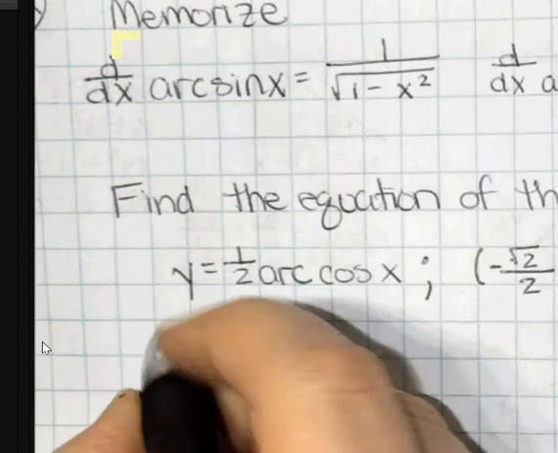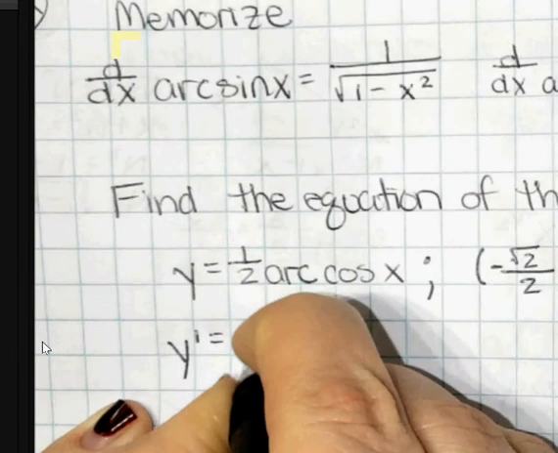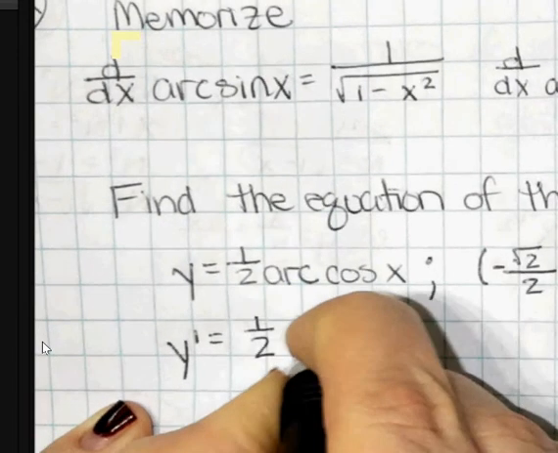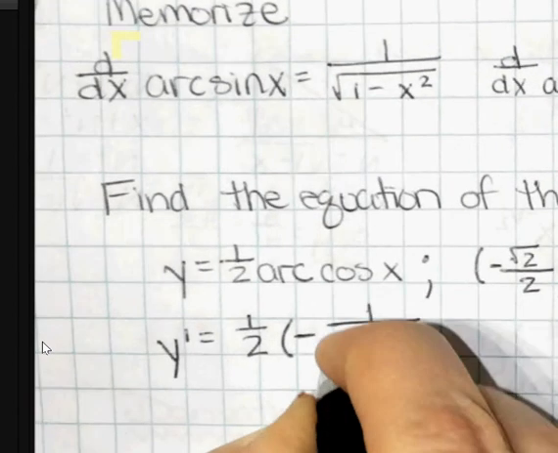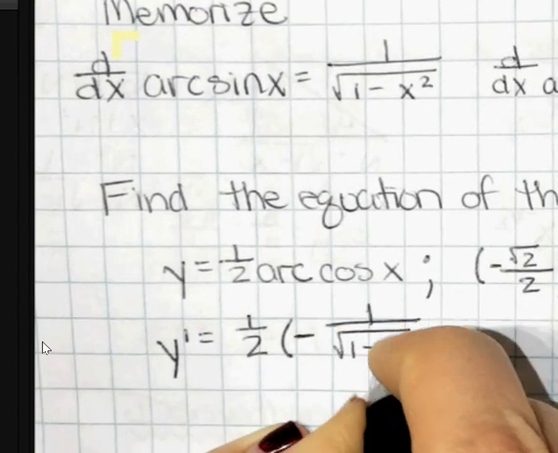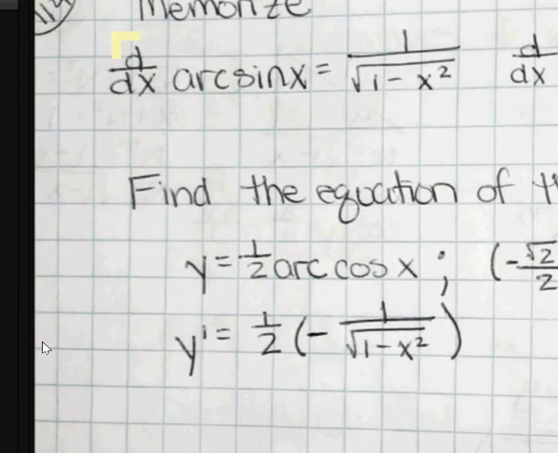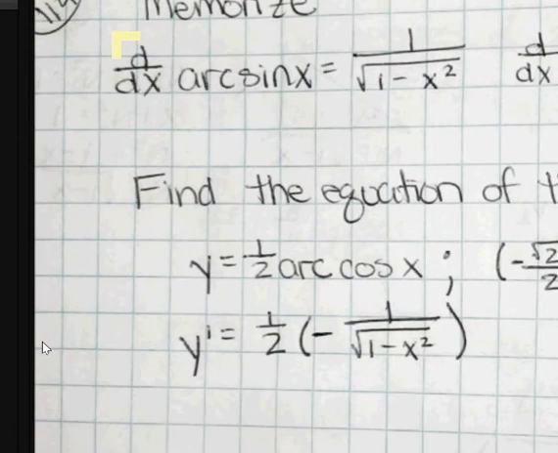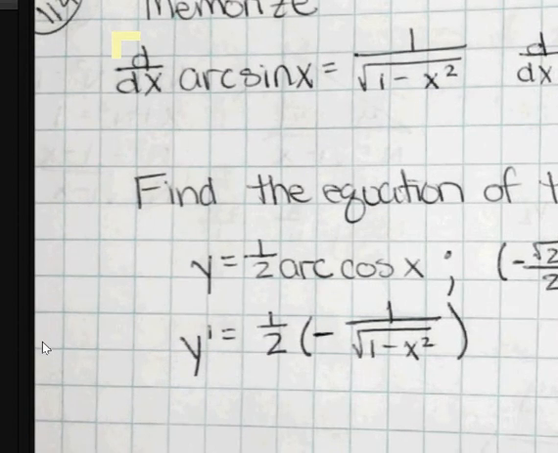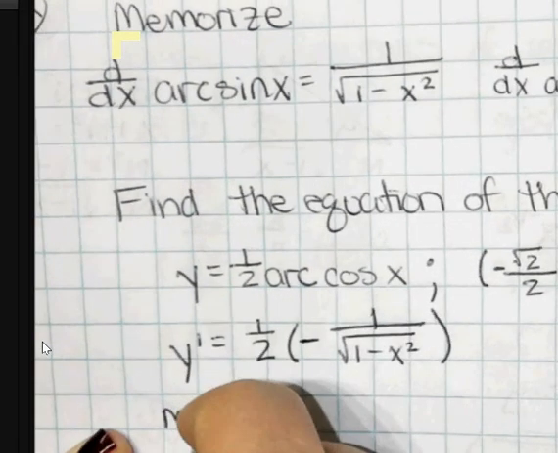Okay? So that means y prime is going to be equal to 1/2 times negative, because I'm taking a derivative of cosine, 1 all over radical 1 minus x squared. Okay? Now, if we have this, and I want you guys to find the tangent line, what's the first thing we do? Yep. We find the slope. So what are we going to plug in?